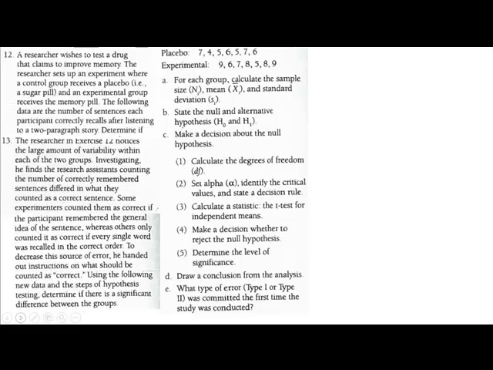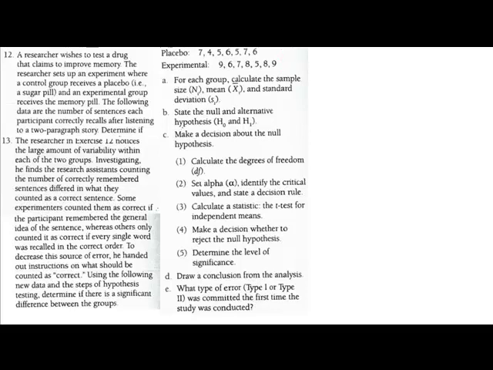To decrease this source of error, he redid the experiment and handed out instructions on what should be counted as correct. What you should have done in the first place is train your coders. Using the new data and the steps of the hypothesis testing, determine if there's a significant difference between the groups. Okay, and this time they give us the raw data. They give us the numbers for the placebo and the numbers for the experimental group.